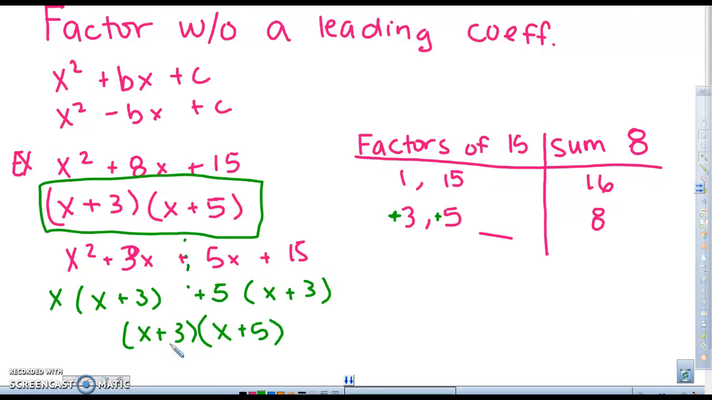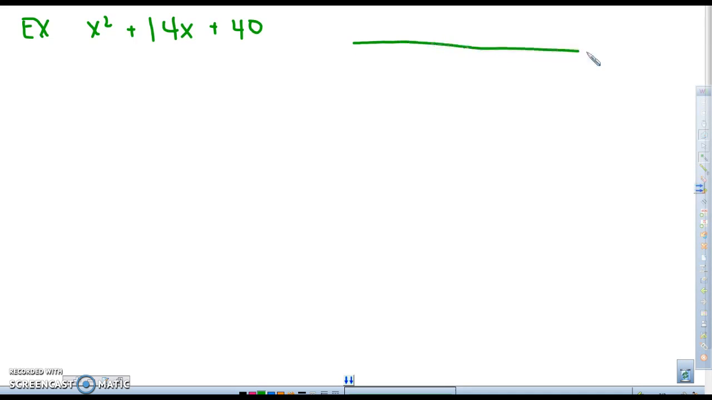Okay, so we're going to practice for several days this week and all next week as well. But let's go ahead and do another example together. So I have x squared plus 14x plus 40. And I go over here and I make my chart. And I need a product, or I'm sorry, I think I used the word factors last time. So I want factors of 40 that give me a sum of 14.